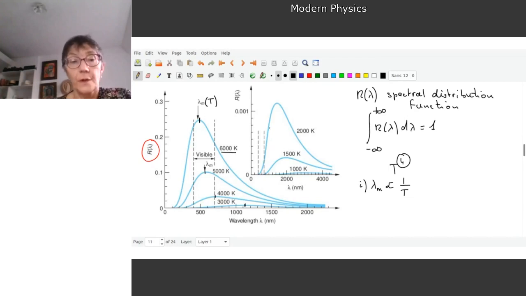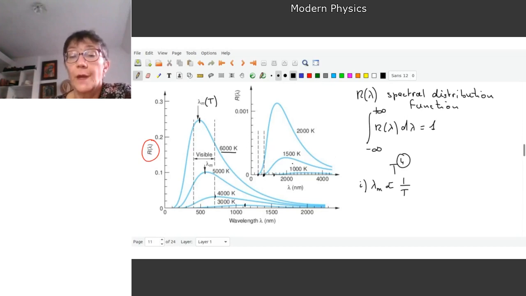Here we have a zoom, for lower temperatures: 1,000 Kelvin, 1,500 Kelvin, 2,000 Kelvin. It is here to show that for a given temperature, below a threshold wavelength, you have no emission. So this is very empirical.